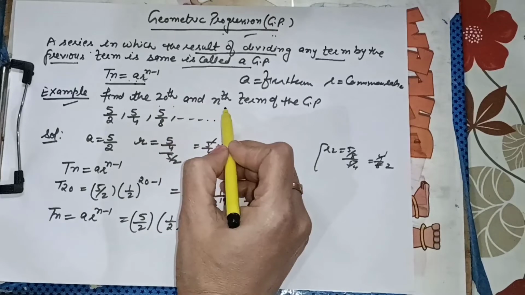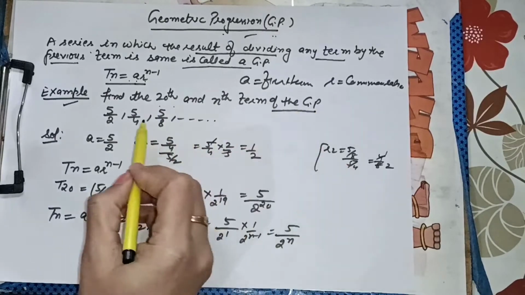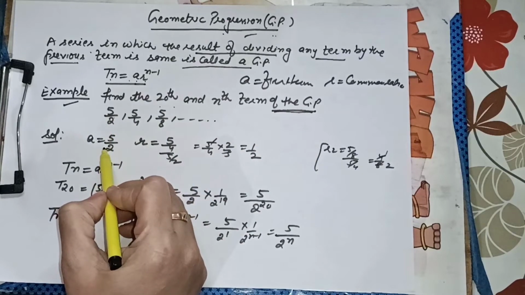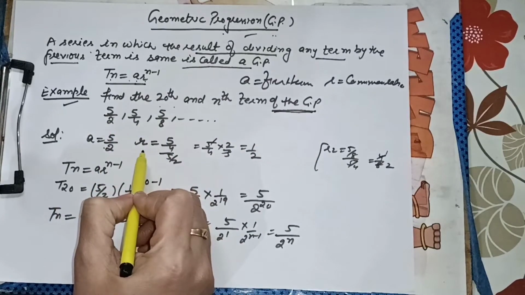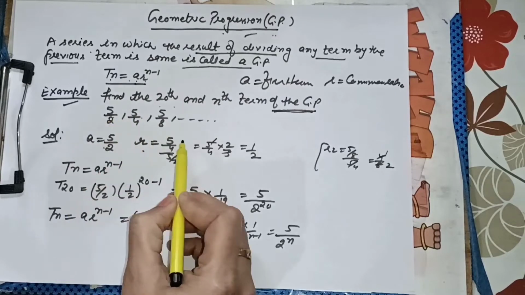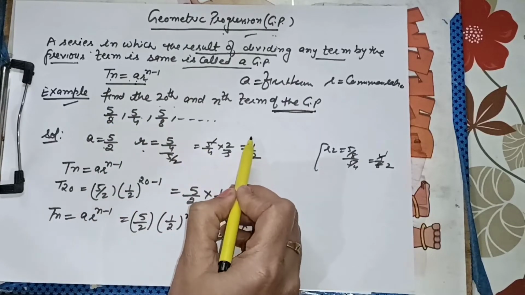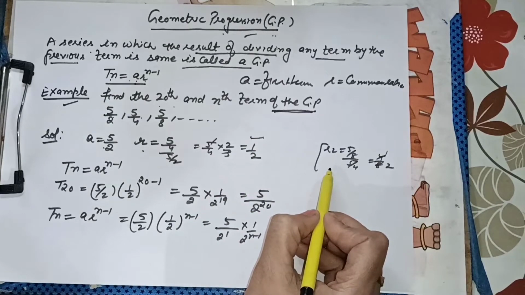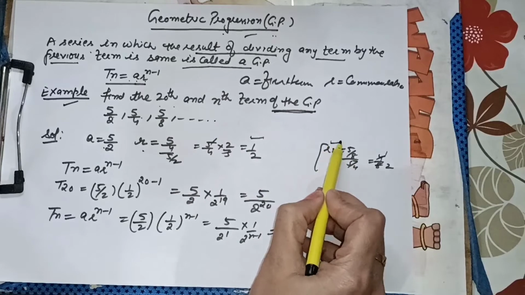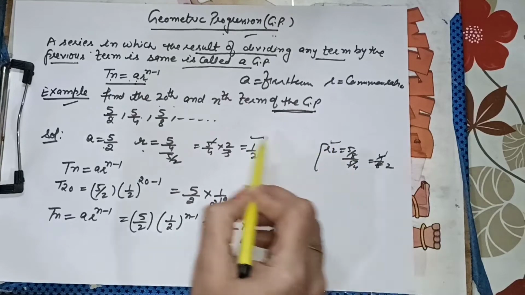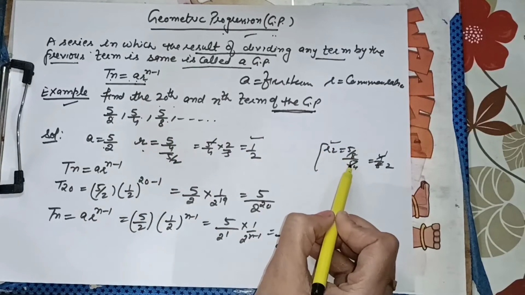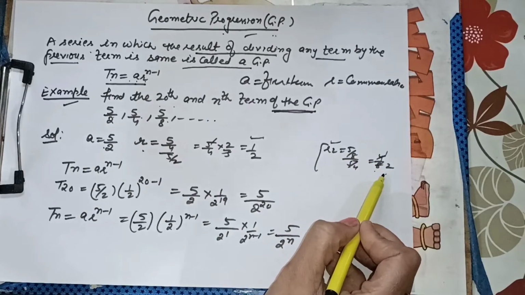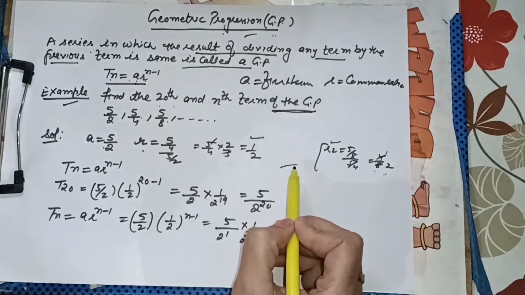Find the 20th and nth term of the GP, that means geometric progression. This is already mentioned, this is a GP, that means A is equal to 5 by 2. How do I calculate the r? This is a ratio, that means second term divided by first term. So after calculating, I am getting r is equal to 1 by 2. If you want to verify whether it is really a GP or not, you can find the second ratio, that is third term divided by second term. Then dividing third term by second term, again I am getting 1 by 2. That means we are getting the same common ratio. So this is a GP.